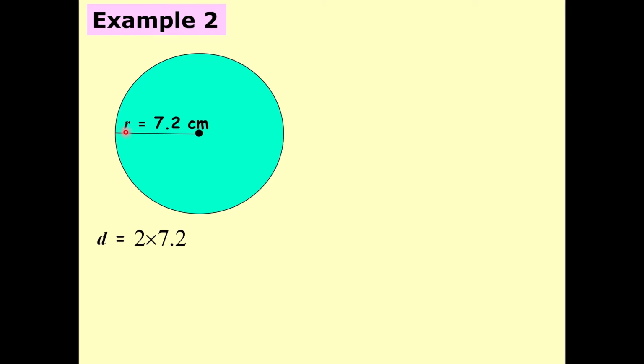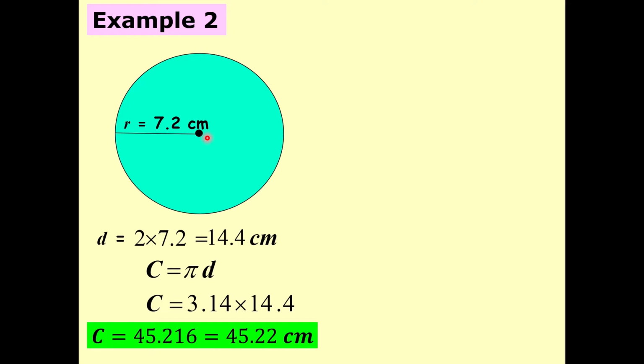Okay, so we need the length from one end all the way over to the next. So double the radius to get 14.4, and then we're going to go ahead and use the formula C equals pi D to calculate the circumference. So we're going to substitute in our 3.14 times our diameter. Make sure you're using the diameter, not the radius. And then we can calculate it. This one we would get 45.216, but we're going to round it to a nicer 2 decimal places.